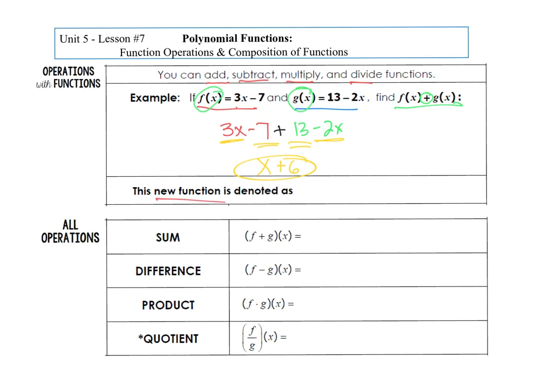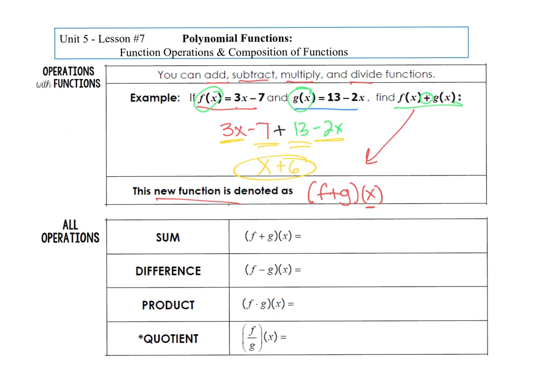And another way to write f of x plus g of x would be to say f plus g of x. And again, this just means that x is a variable that we are using in the equation, okay? If it said f plus g of c, then c would be the variable in the equation, okay? But we just like to use x the most in algebra.